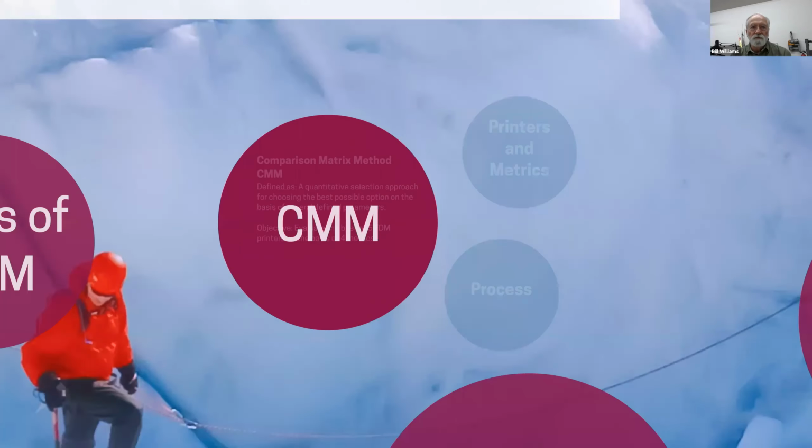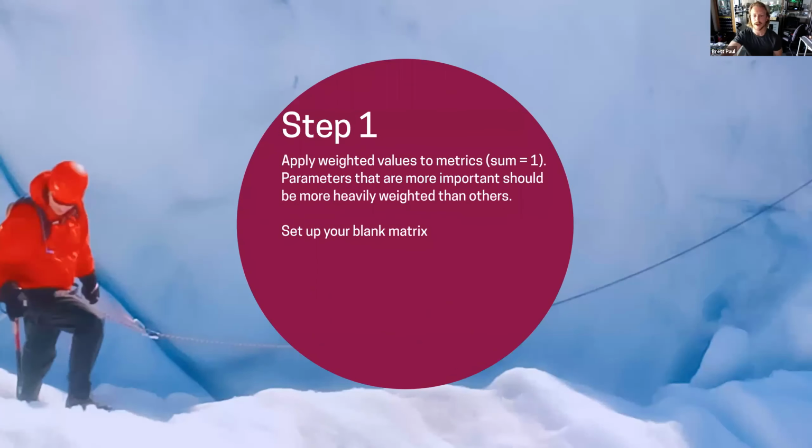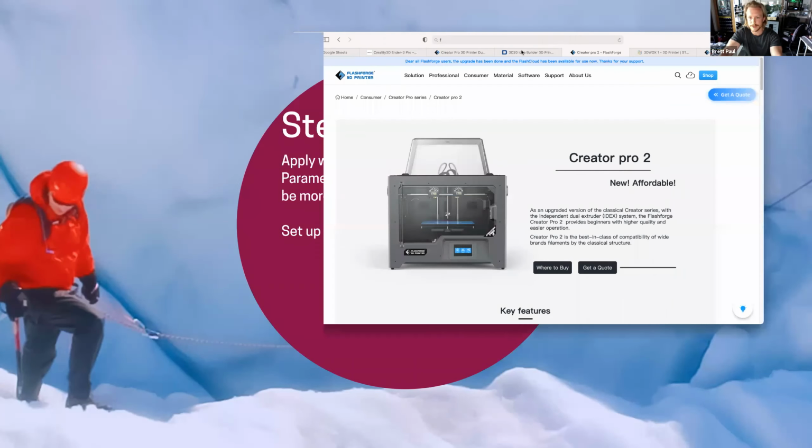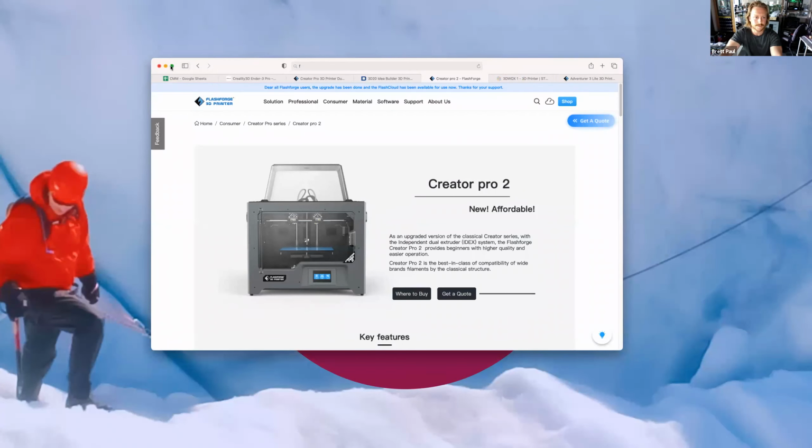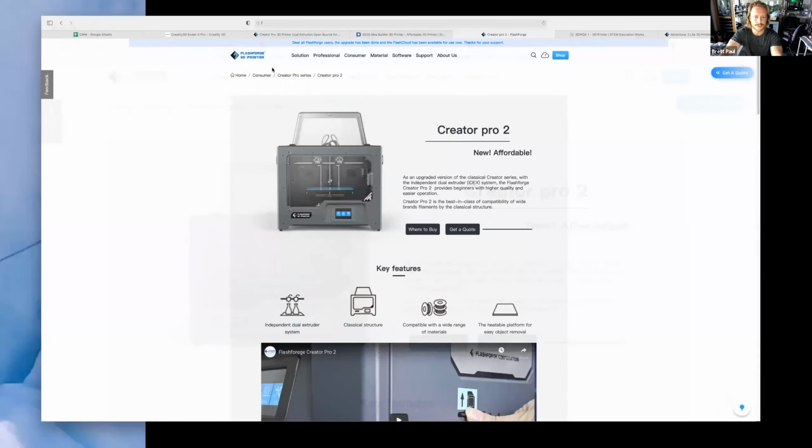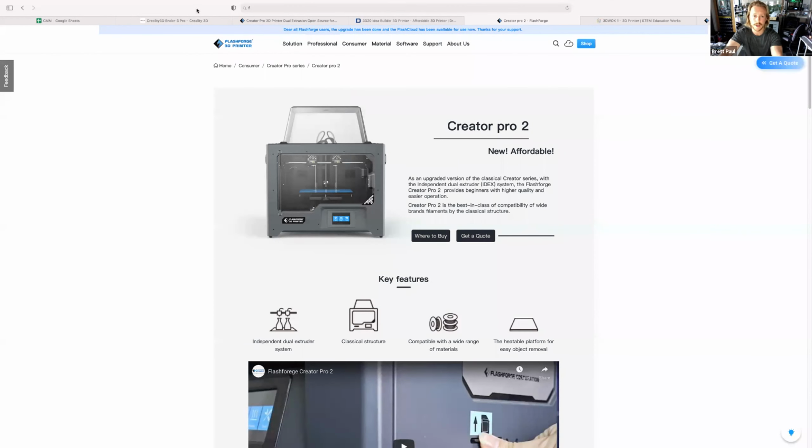All right, so let's get started. Step 1, we're going to apply the weighted values to each one of our parameters, okay? And the reason we're applying weighted values is so that we have, let me actually open or pull this over. First of all, just to give you an idea of the printers that we are assessing here.